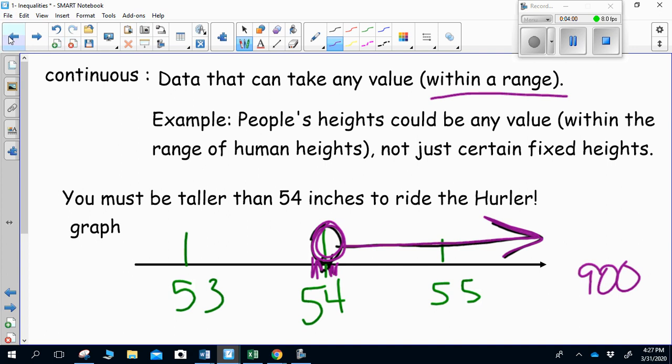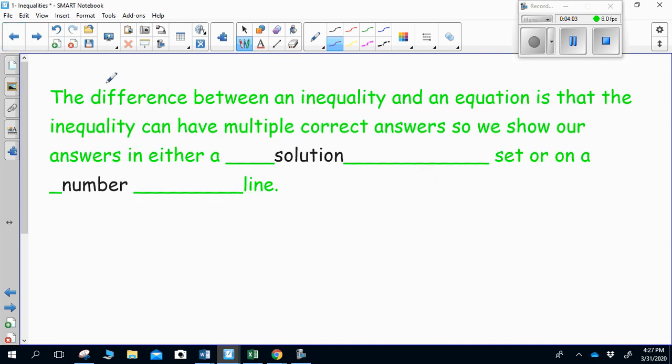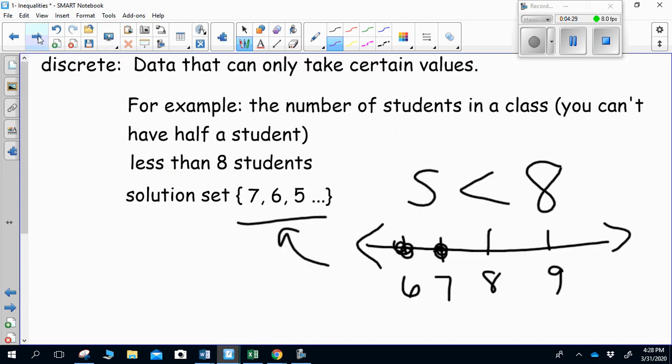All right, so far we've talked about the difference between an equation and an inequality, and you've gotten that graphed. A solution set is where we've got a discrete situation: how tall someone is, how many cats we could have, how many buses we need. And a number line is for a continuous situation, just a microscopic bit taller than that certain height. All right, so that's what you should have so far.